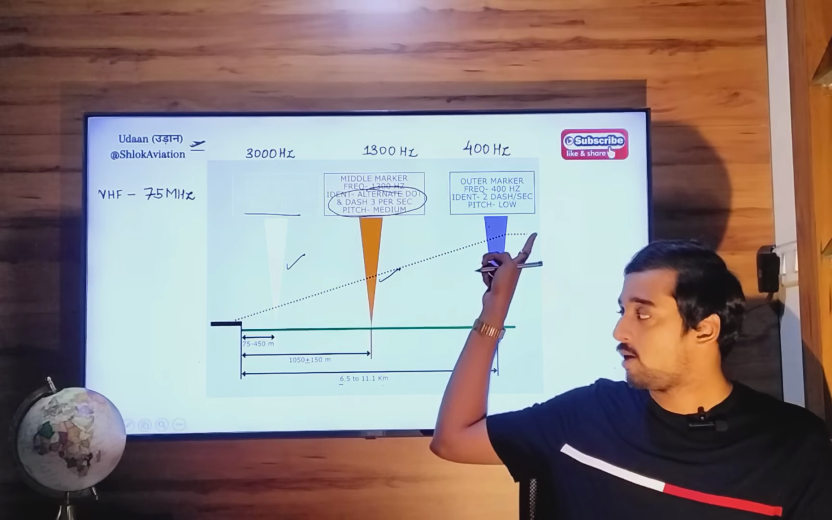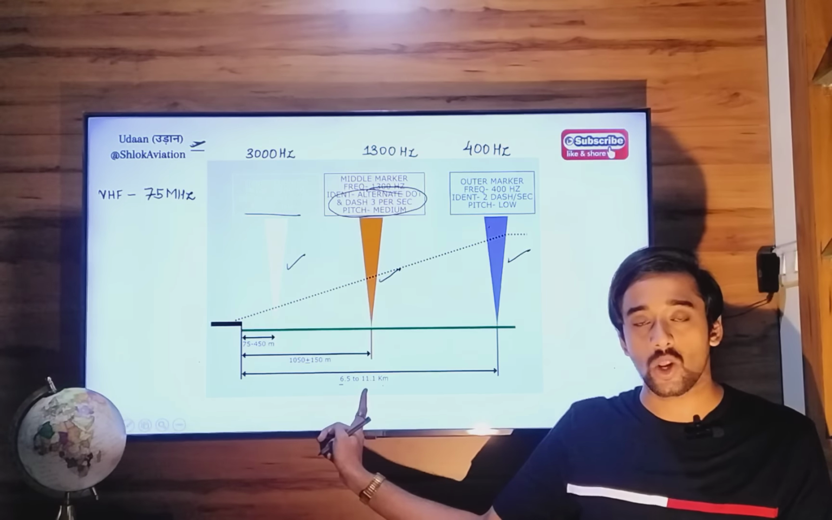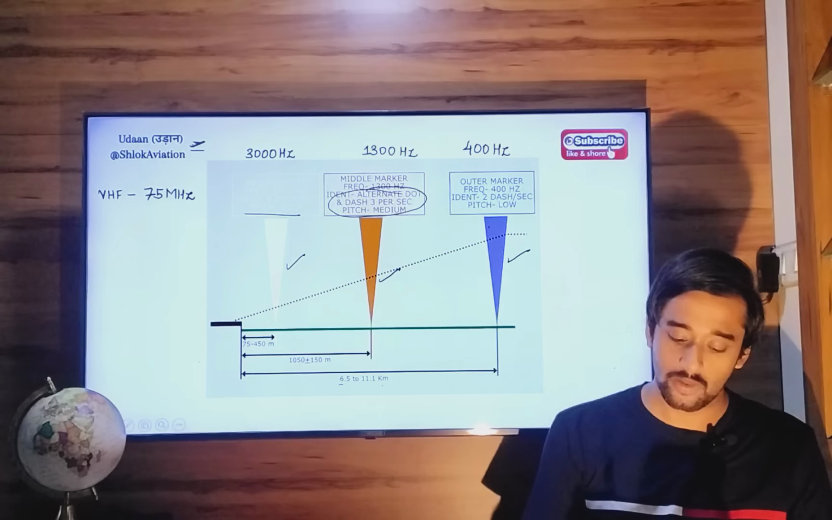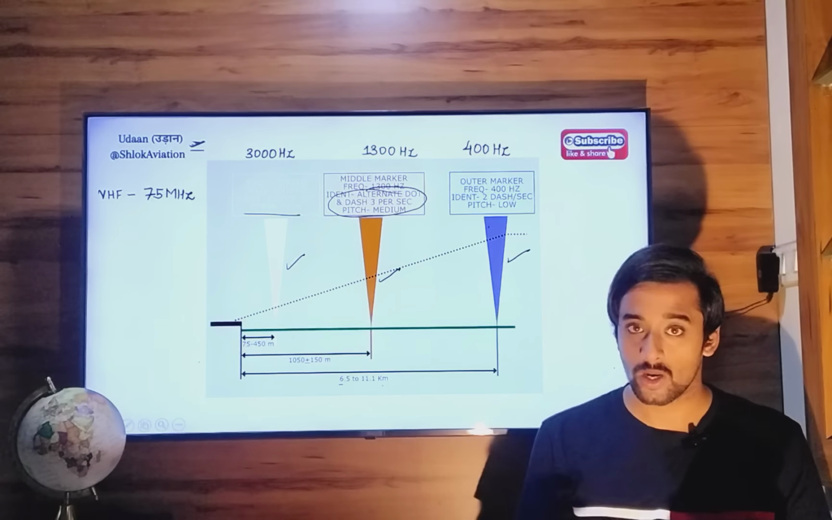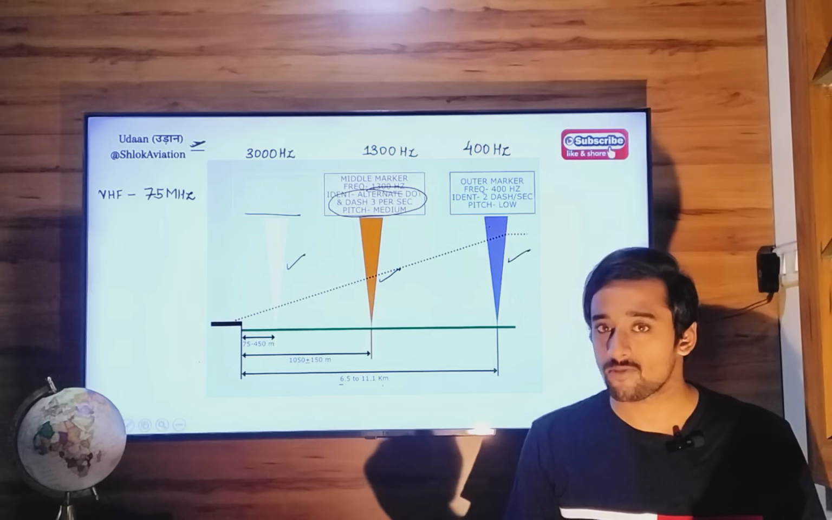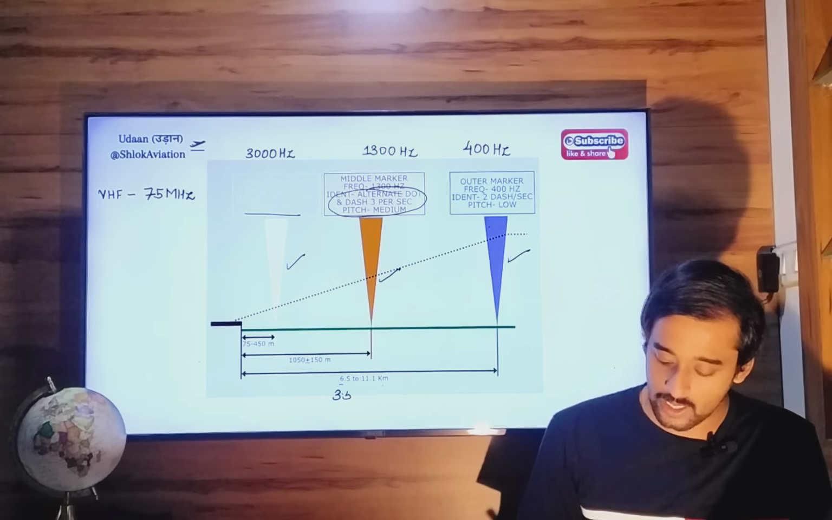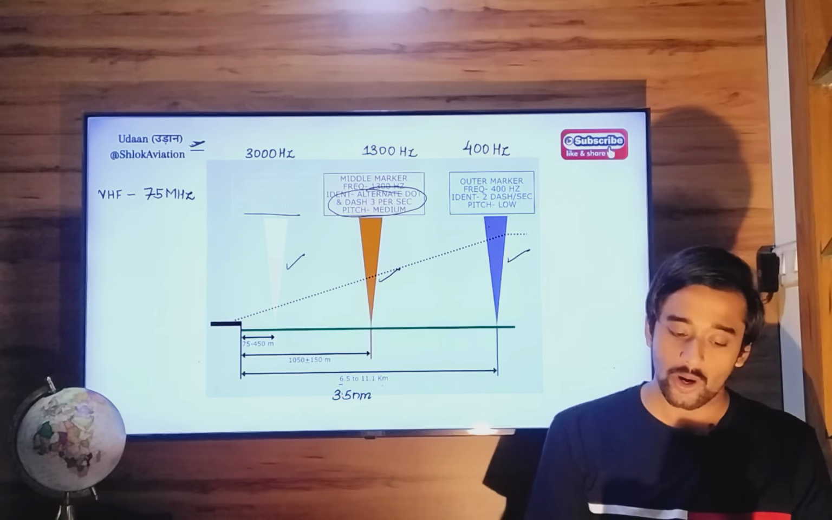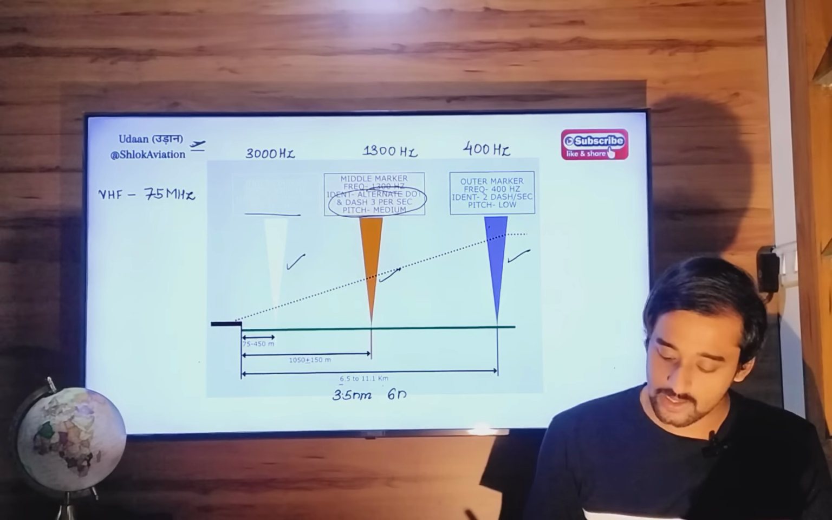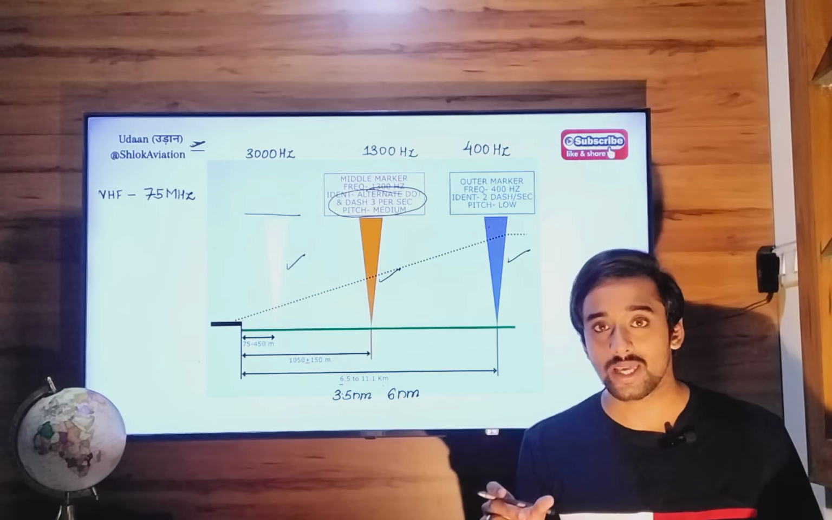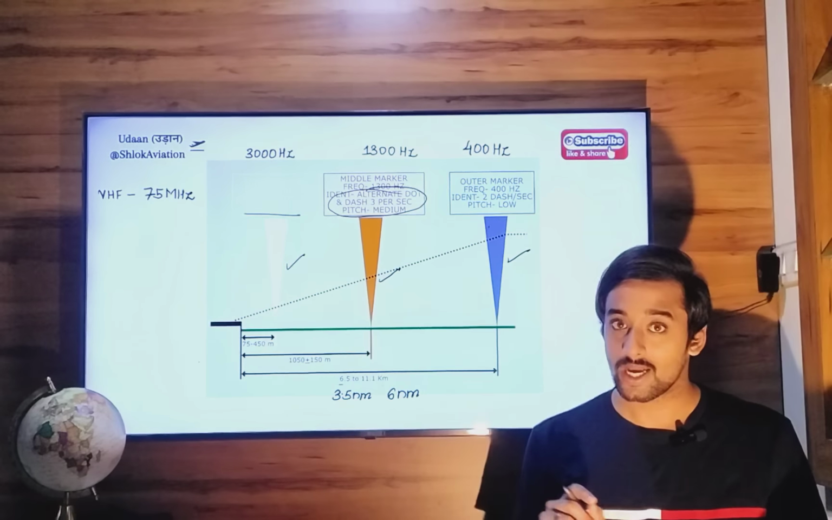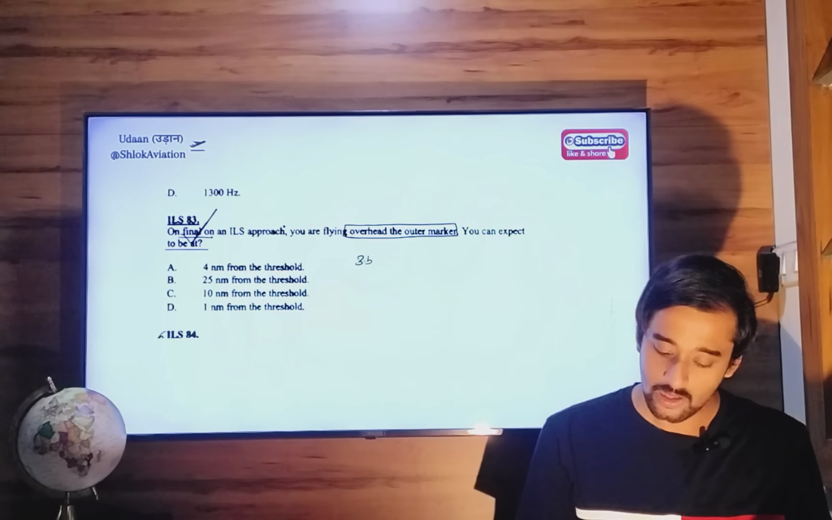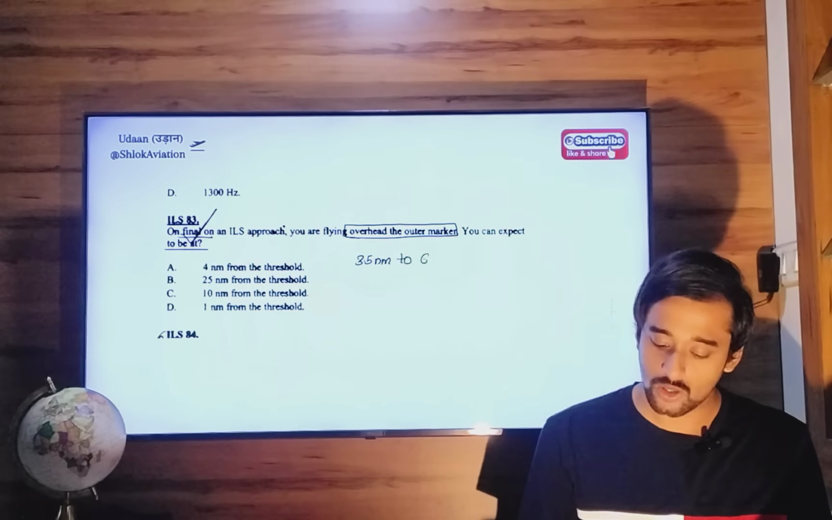Over here, the outer marker is 6.5 to 11 kilometers from the runway. Now, 6.5 kilometers will be equal to how many nautical miles? 6.5 divided by 1.85 equals 3.5 nautical miles, right? And 11 kilometers will be equal to 11 divided by 1.85, which is 6 nautical miles. So 6.5 to 11.1 kilometers is equal to 3.5 nautical miles to 6 nautical miles.